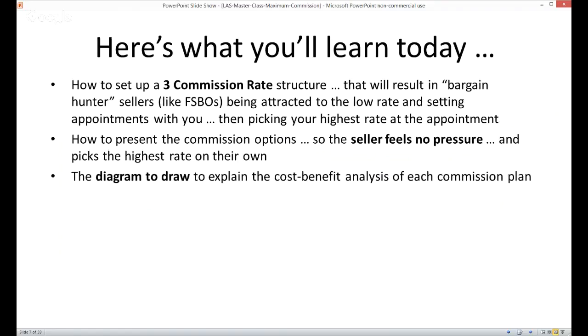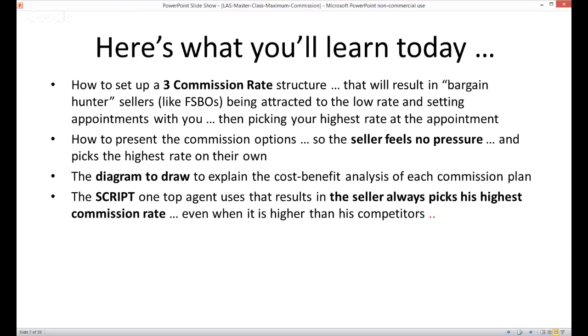They're going to make their own selection based on the logic that they see. And the diagram to draw to explain the cost-benefit analysis of each commission plan. You'll be able to see that. Plus the script one top agent uses that results in the seller always picking his highest commission rate. And it's not some arm-twisting script either. You're going to be really surprised. Even when it's higher than your competitors, they're going to pick your highest rate.